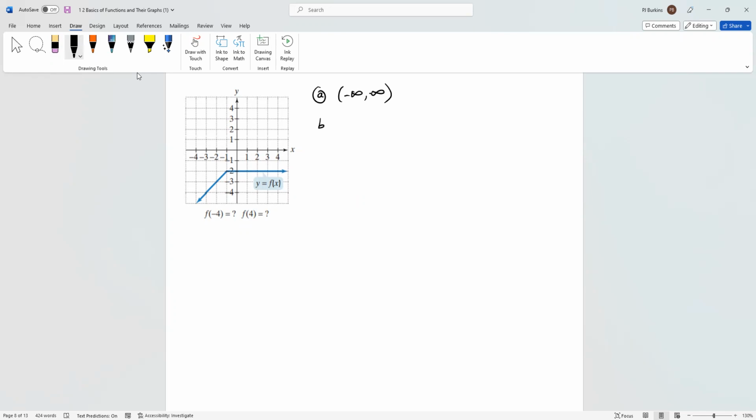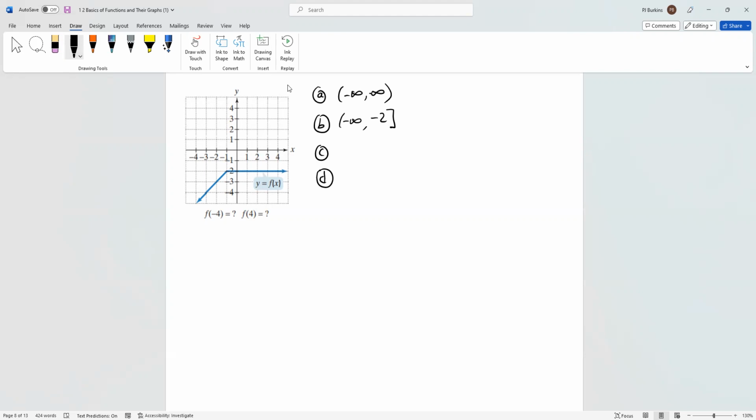Okay. What's the range? What are the values of y that we are allowed to have? Well, it looks like it's going to continue on forever this way. So it's going to go to -infinity in the y direction. But the highest it goes is up to y equal -2. It doesn't go above this. So -2 is as far as we go. And we can again equal that.